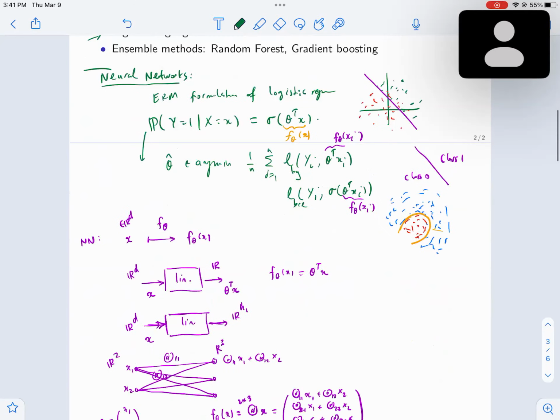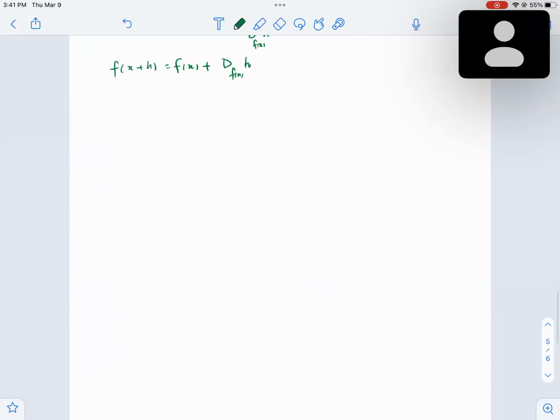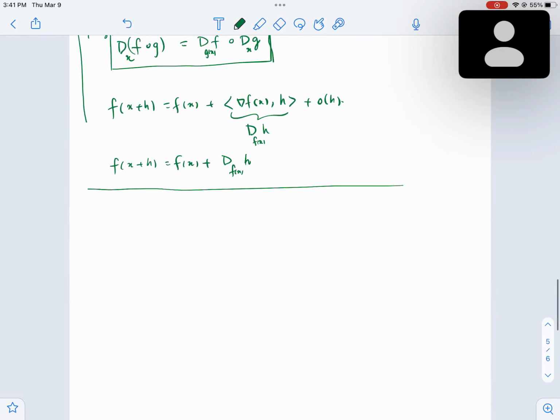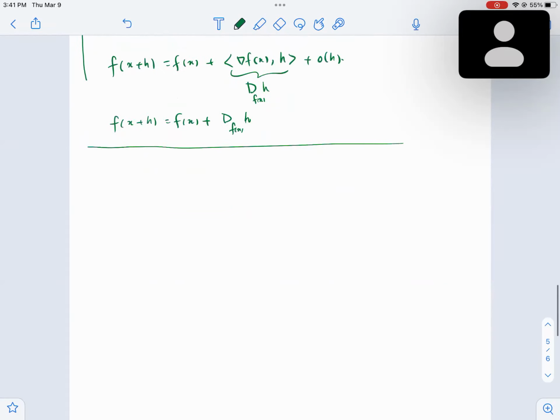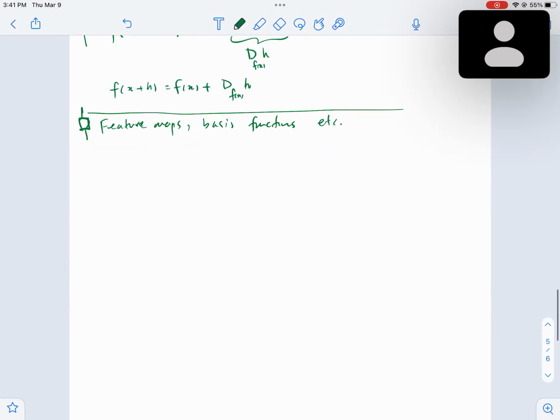Suppose this is very different than neural networks. It's another way of getting parametric models. Feature maps, basis functions, etc. So that's the other topic. Does anyone know what the idea is here? How can I construct nonlinear functions?